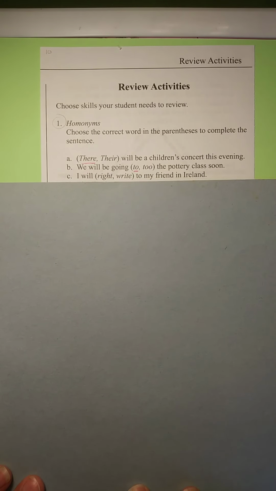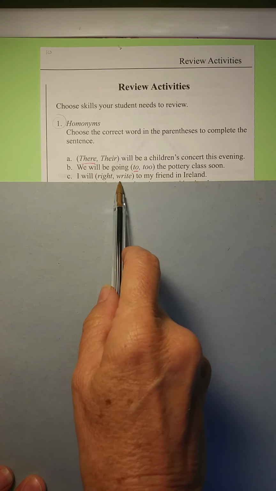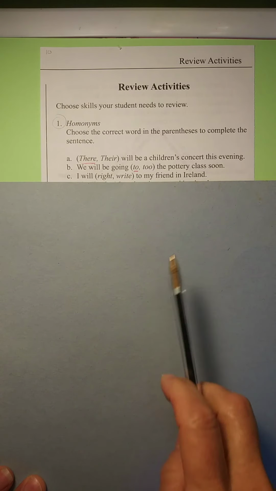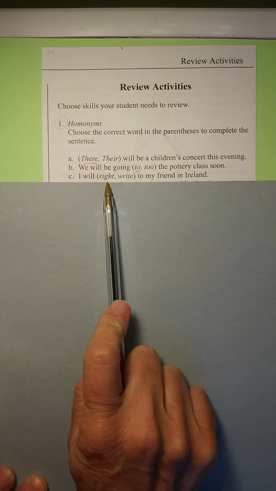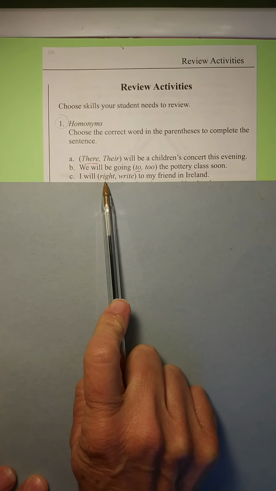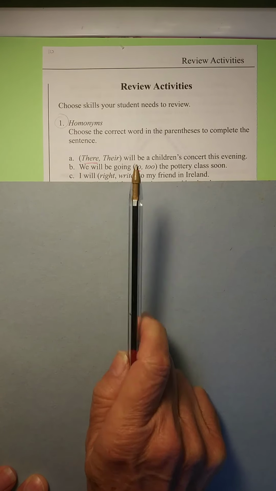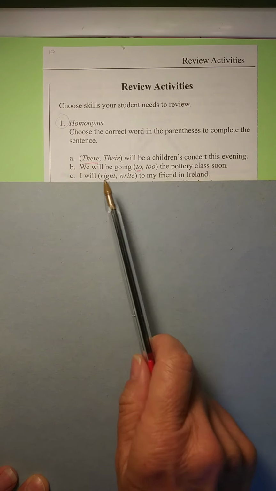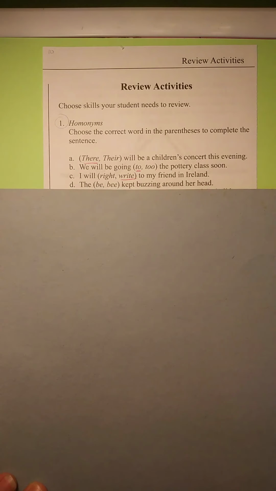C. I will write to my friend in Ireland. Does anybody know anybody in Ireland? I don't think I do, but anyway, what word would you choose here? Right or write? The first right means correct, like you got that math problem right. It can also mean direction, like turn to the right as opposed to the left. The second write is what you do with your pen or your pencil. So this is the correct option for this sentence. I'm going to write to my friend in Ireland.